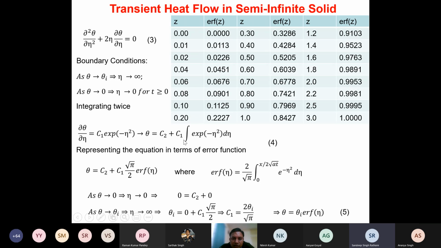So if I put c1 into the error function, then what do I have to do? I have to multiply under root pi by 2, isn't it? Do you all agree? So that is what we are going to get. Theta will be given as c2 plus c1 under root pi by 2 error function eta.